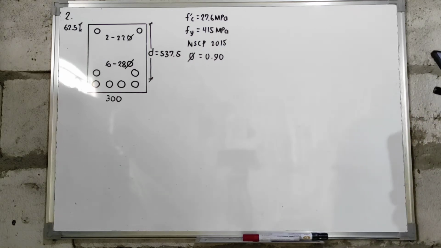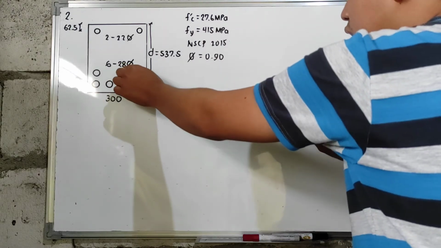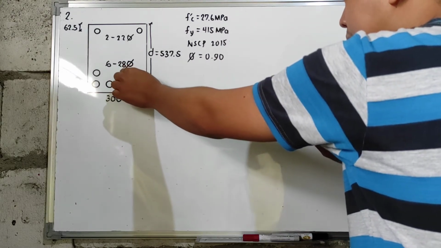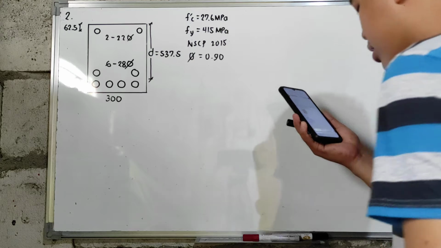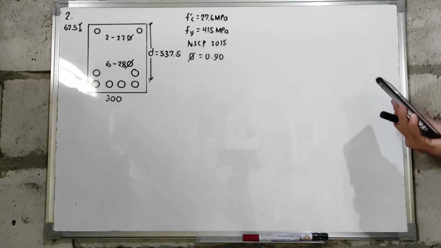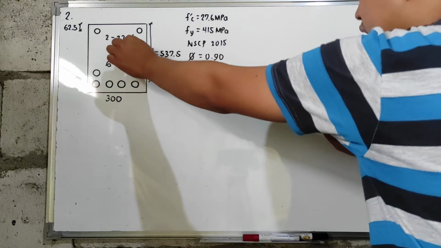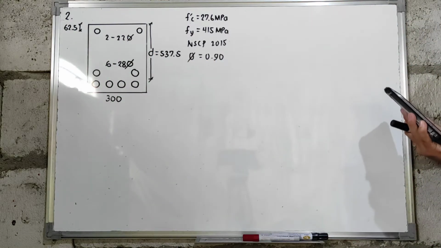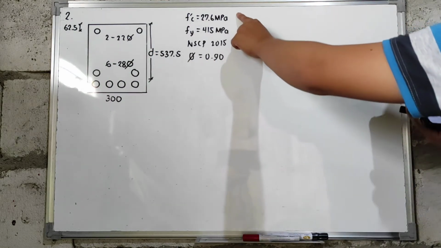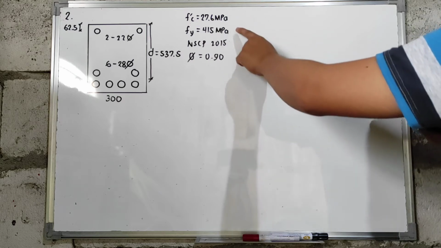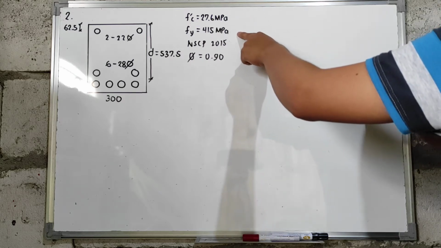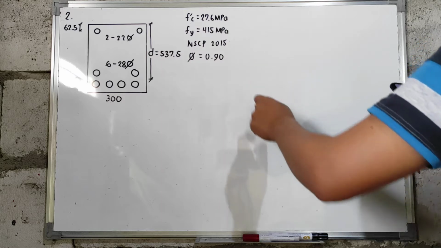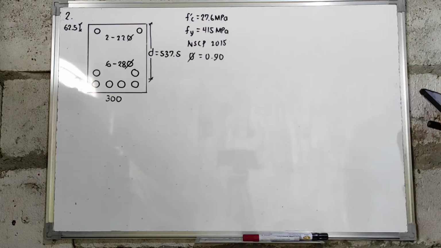Tension reinforcement consists of 6 pieces of 28 mm diameter bars in 2 rows. Compression reinforcement consists of 2 pieces of 22 mm diameter bars. F'c is equal to 27.6 megapascal. Fy is 415 megapascal. Assume that the steel covering from the centroid of reinforcement is 62.5 mm.